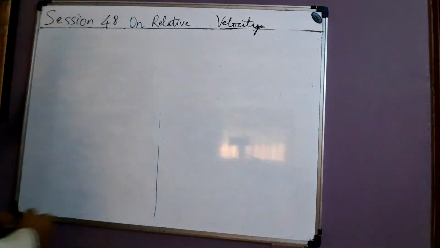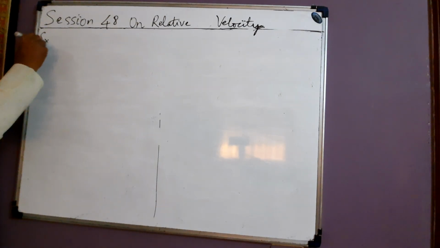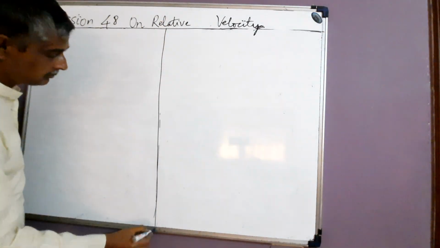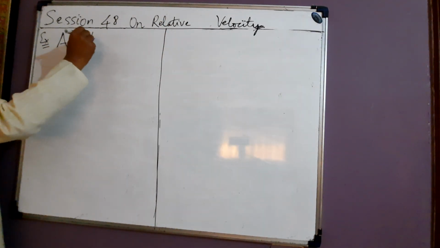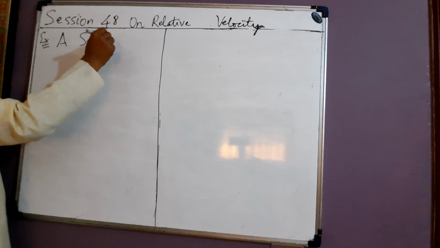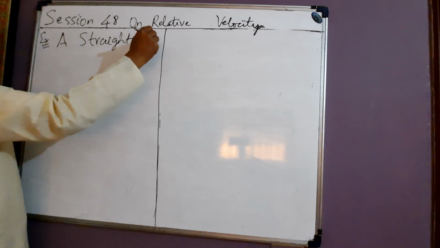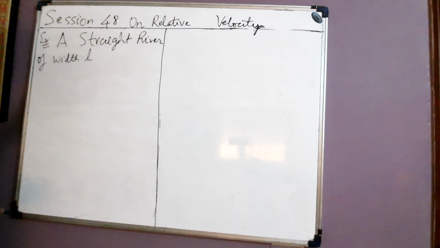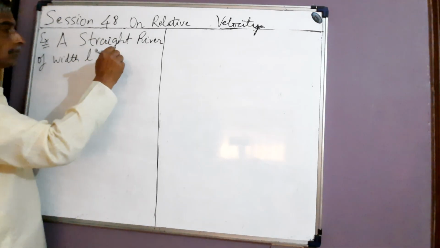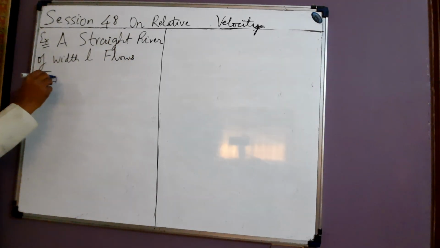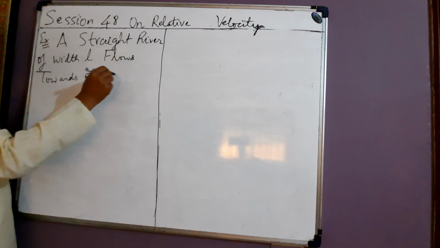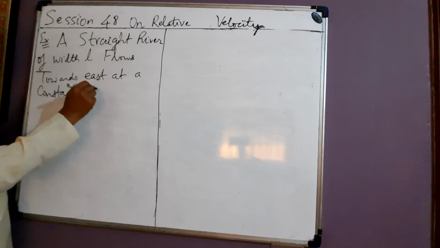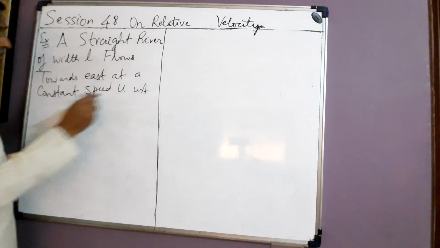Alright. So what we are given is this. I will take up a problem. So the problem is this. A straight river of width L flows towards east at a constant speed u with respect to ground.